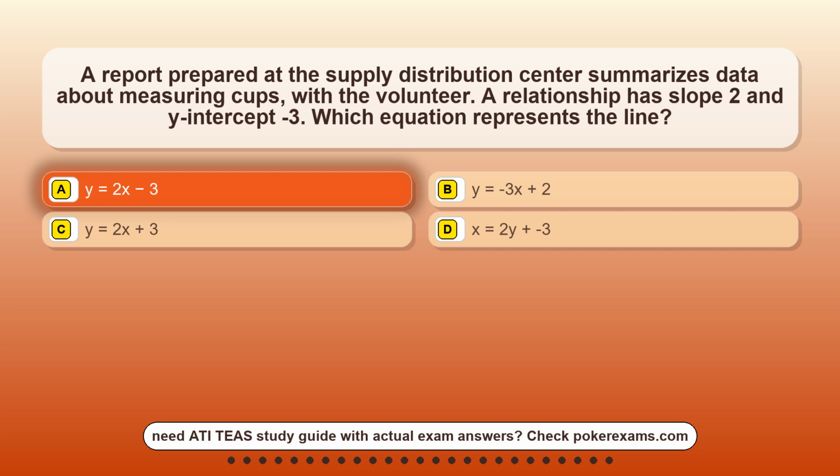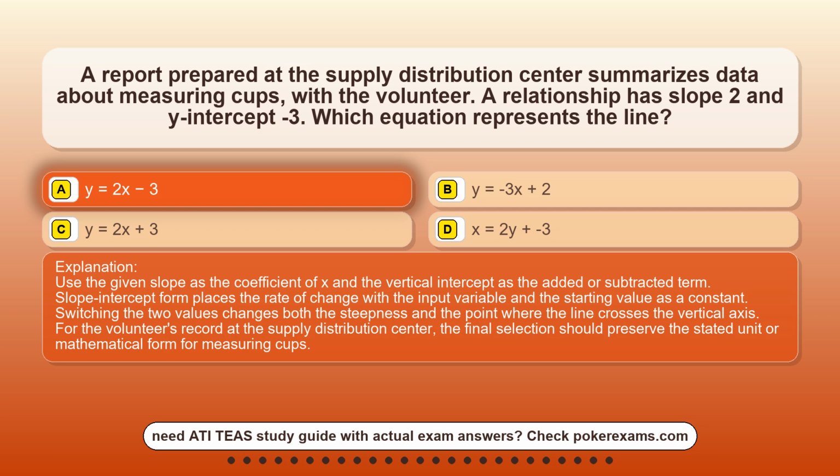The correct answer is option A, y equals 2x minus 3. Use the given slope as the coefficient of x and the vertical intercept as the added or subtracted term. Slope-intercept form places the rate of change with the input variable and the starting value as a constant. Switching the two values changes both the steepness and the point where the line crosses the vertical axis.